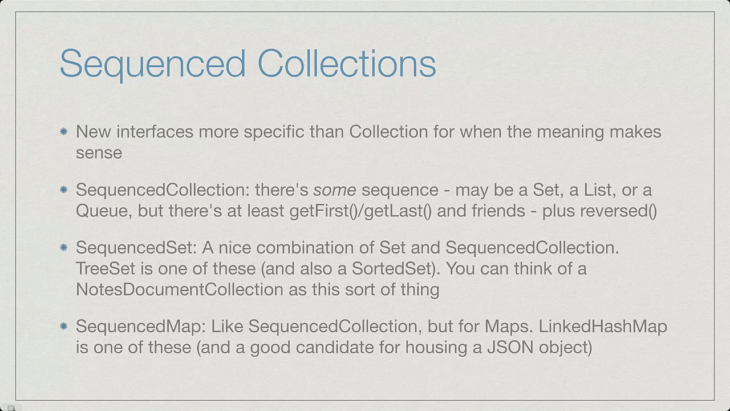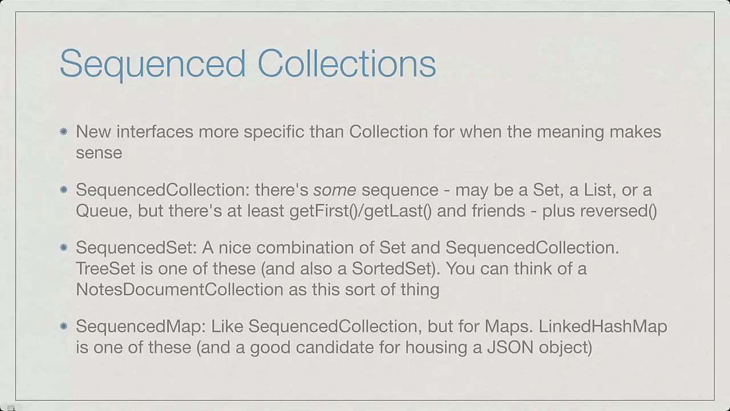And then next up is sequence map. So like sequence collection, but for maps. So linked hash map, if you've ever used this, is a handy way to say, I want to have a map of key to value, but I want, when I iterate over it, for that iteration to be in the same order that the things were added.